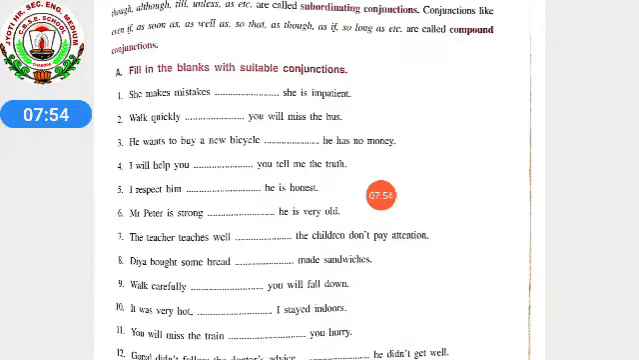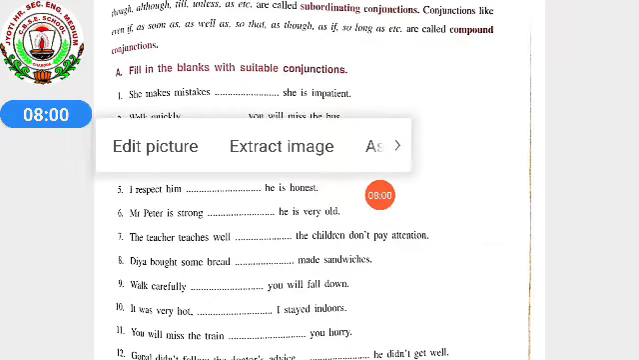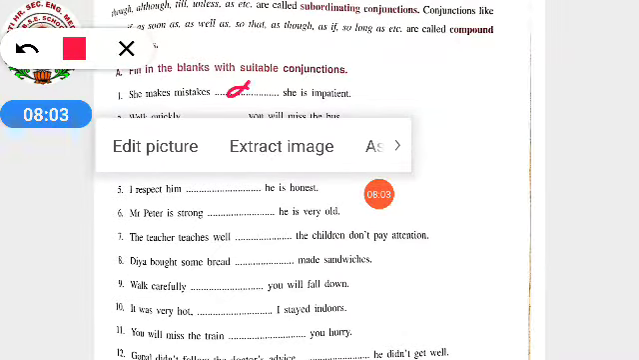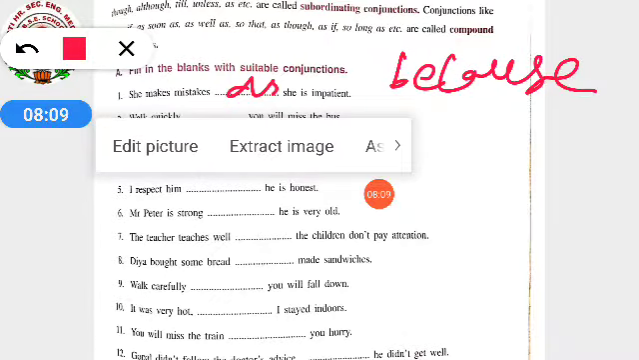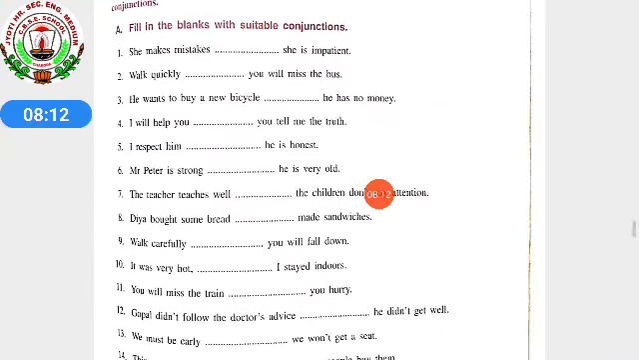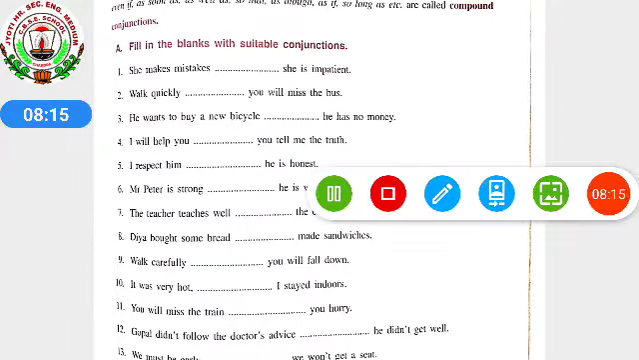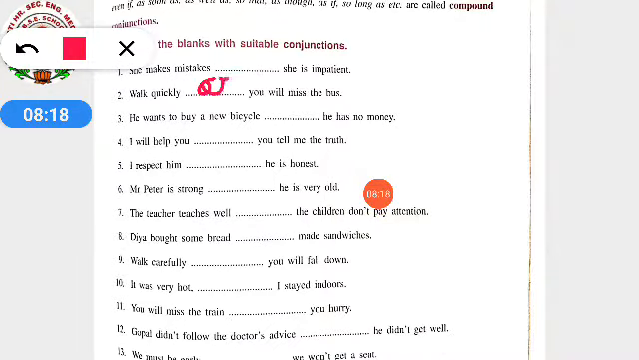She makes mistakes, dash, she is impatient. She makes mistakes as, you can write as or else because. Both are correct. She makes mistakes because she is impatient, or she makes mistakes as she is impatient. Walk quickly, or you will miss the bus. He wants to buy a new bicycle, but he has no money. I will help you, dash, you tell me the truth. I will help you if you tell me the truth.